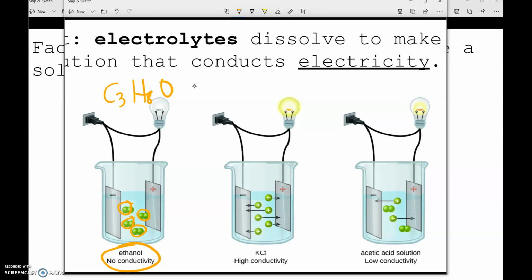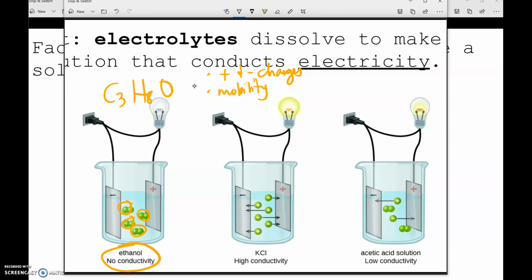You need to remember that you have to have two things for electricity. You have to have positive and negative ions, charges, and you have to have mobility. And the mobility comes from the fact that you're dissolving it into water, in a liquid state.